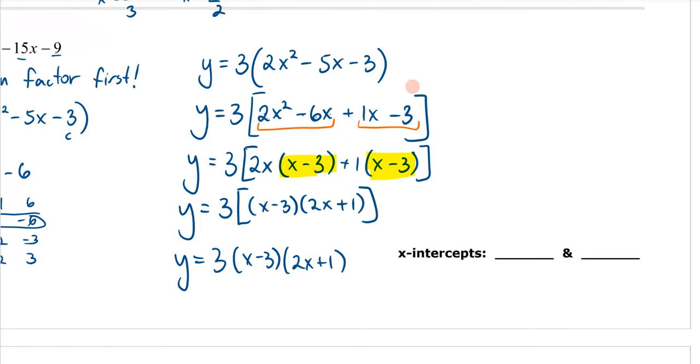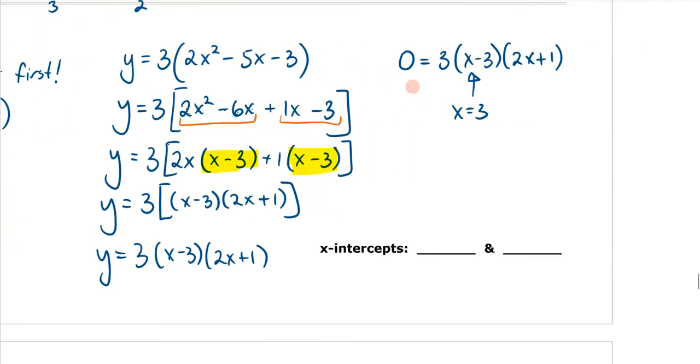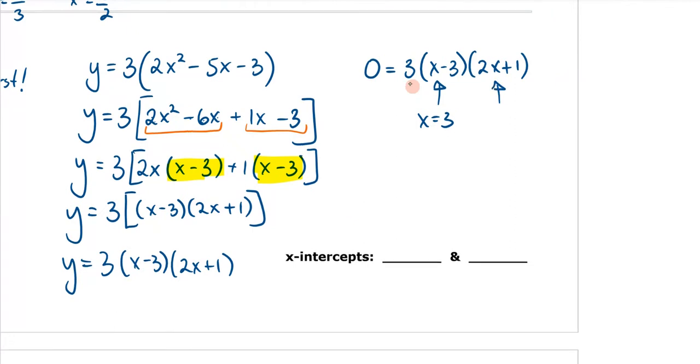So let's find the x-intercepts. Set the y value to 0. 0 equals 3 times x minus 3 times 2x plus 1. So one x will come from this factor, so x equals 3 to make a 0. And to make this factor into a 0, let's solve for x. So 2x plus 1 equals 0, and therefore 2x equals negative 1, and x equals negative 1 over 2. So my x-intercepts are 3 and 0, and negative 1 over 2 and 0.